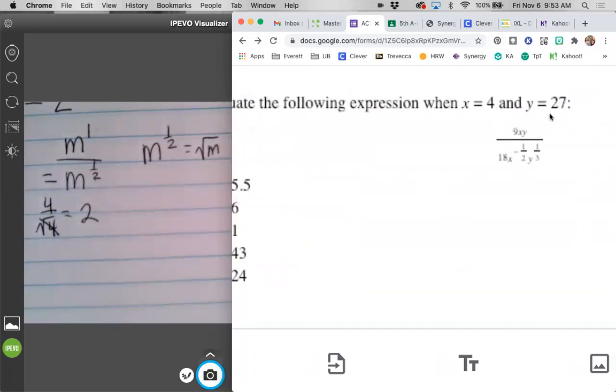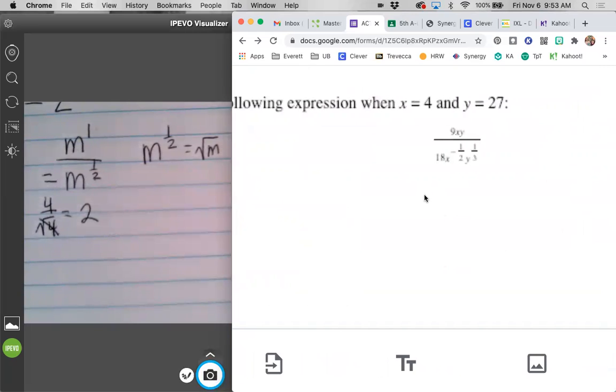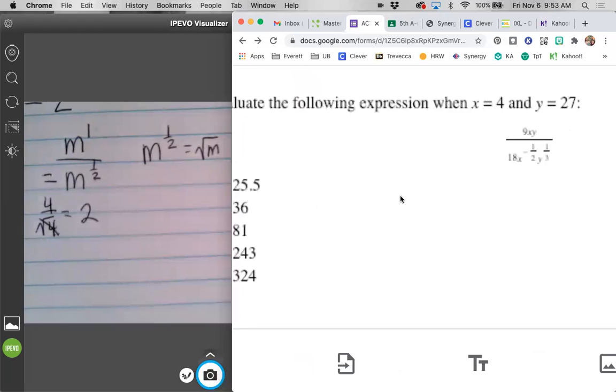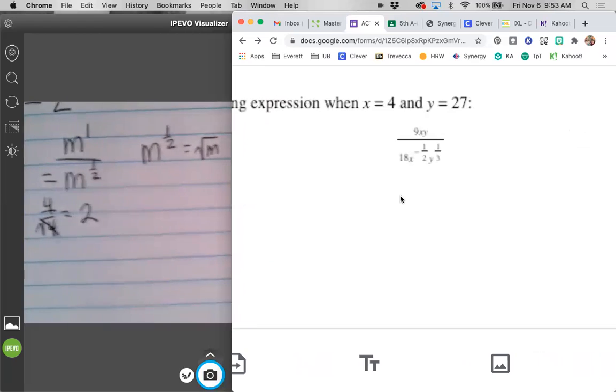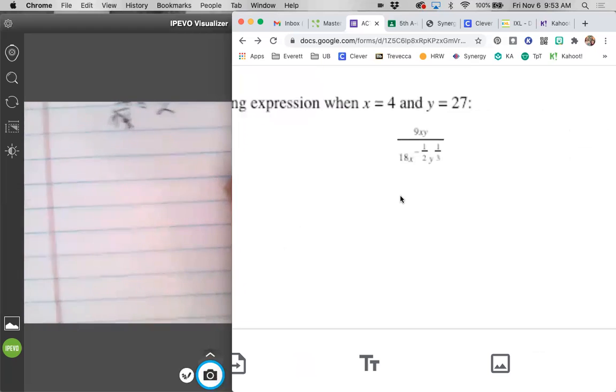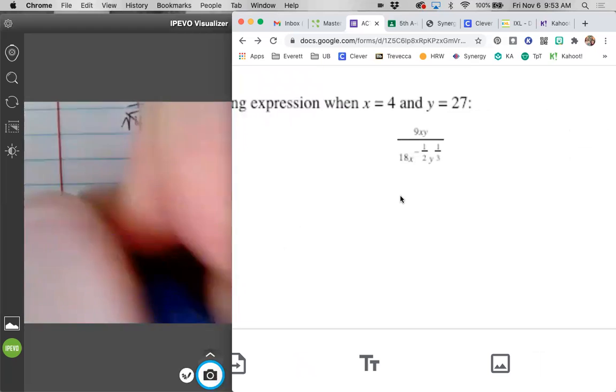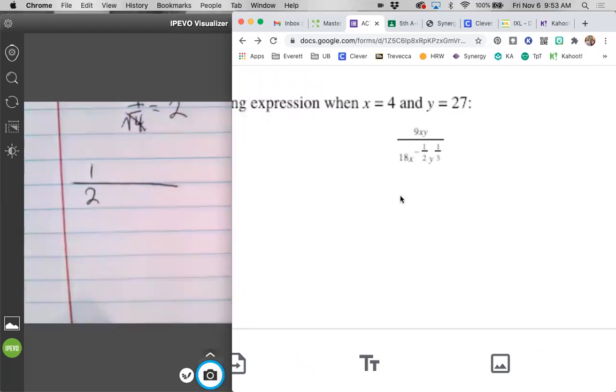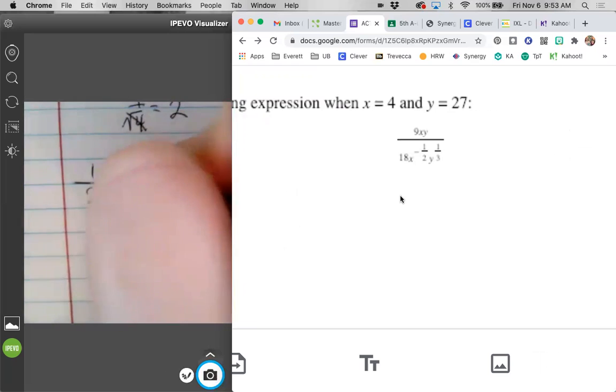Where x is 4 and y is 27. Okay, so once again, 9 over 18, I don't need x is 4 and y is 27. That's going to be 1/2. So let me check this out. Oh, well, I guess I do need to plug those in. Sorry. Wrong problem that I'm thinking about. So I'm going to go ahead and leave that as 1/2 because that is simplified. X is 4, y is 27.